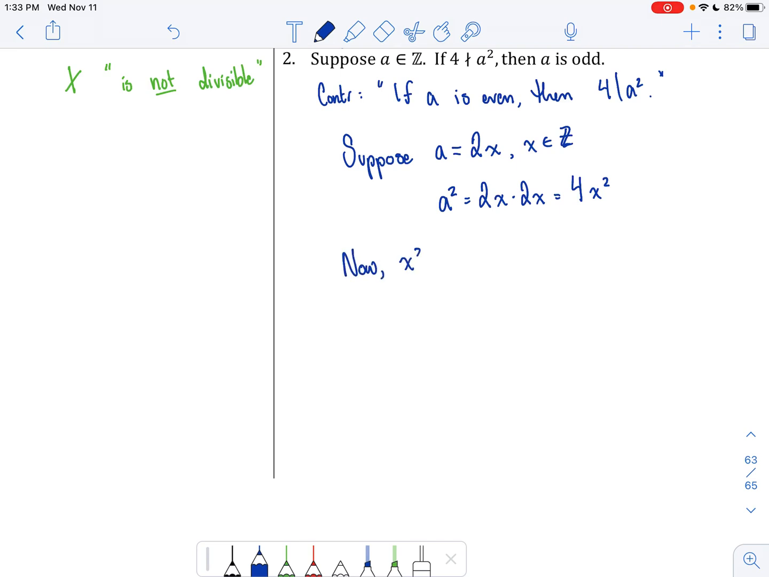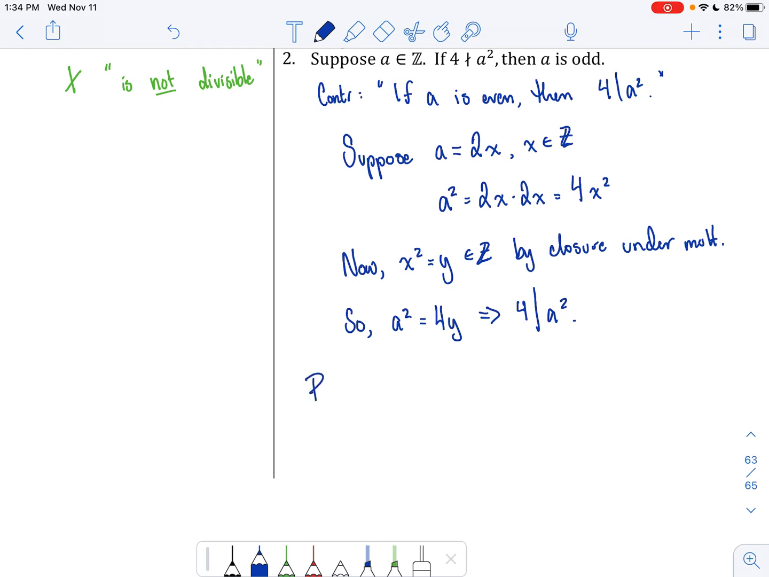Now we can say x squared is equal to y, which is in the integers, by closure under multiplication, since exponents are a type of multiplication. So a squared is equal to 4y, which implies that 4 divides a squared. And finish up, as always, by writing proof of the contrapositive. Remember, this isn't the exact statement we're asked for, we're proving the contrapositive: if 4 does not divide a squared, then a is odd.